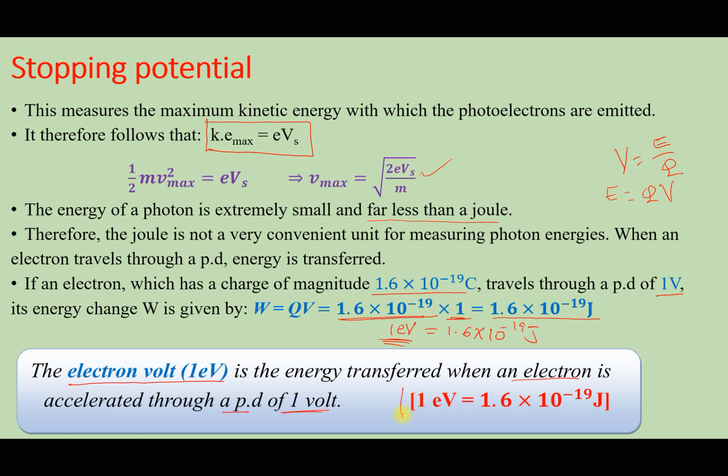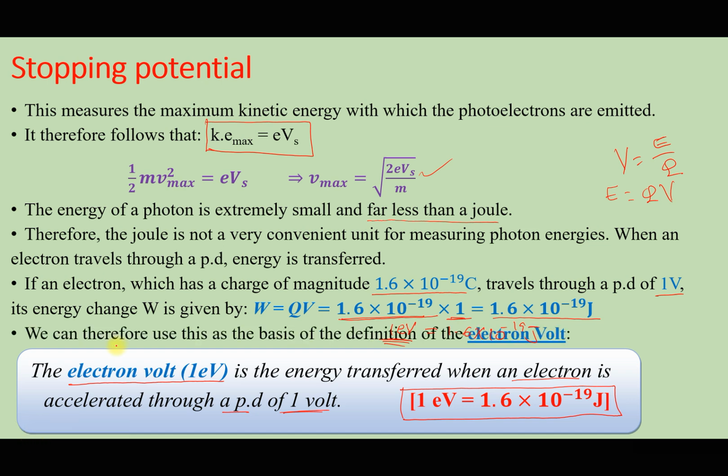So many times you'll use 1 electron volt as being equal to 1.6 times 10 to the power of minus 19 joules, especially in calculations. This unit of electron volts is quite convenient for very small quantities of energy, such as the energy of a photon. So we can therefore use this as the basis for the definition of the electron volt.